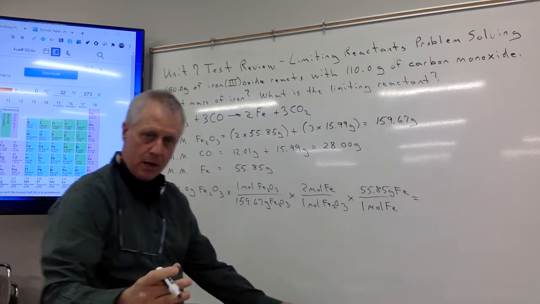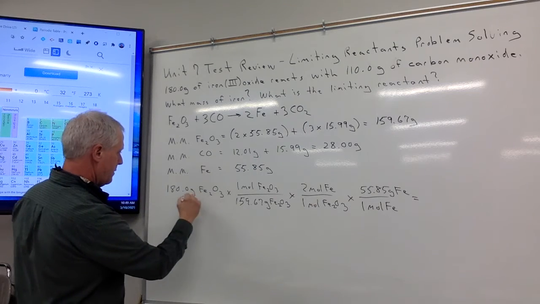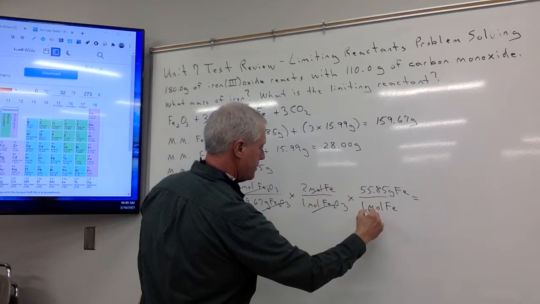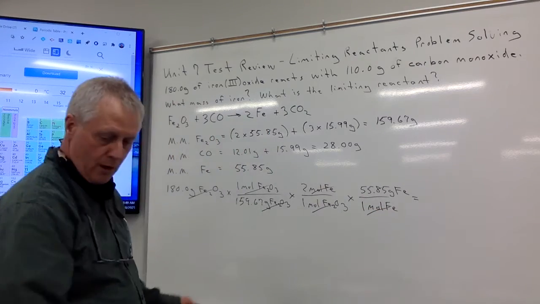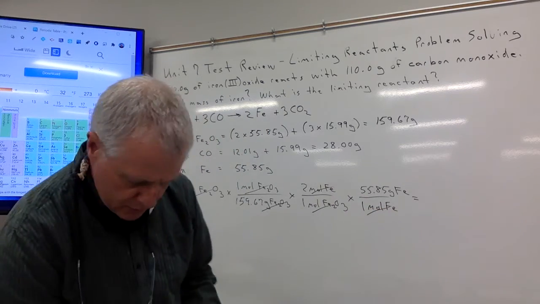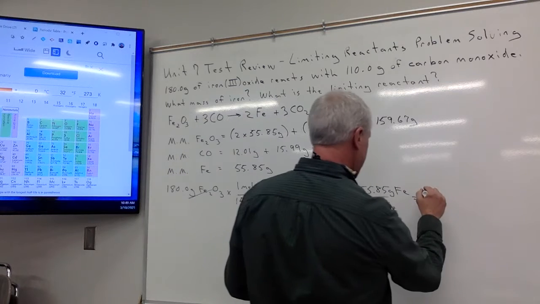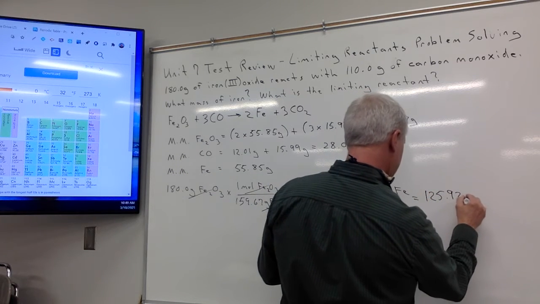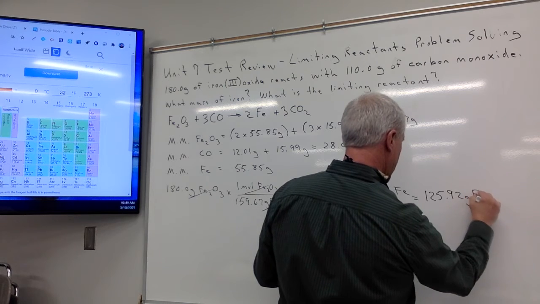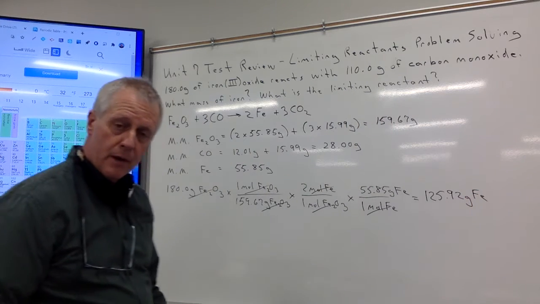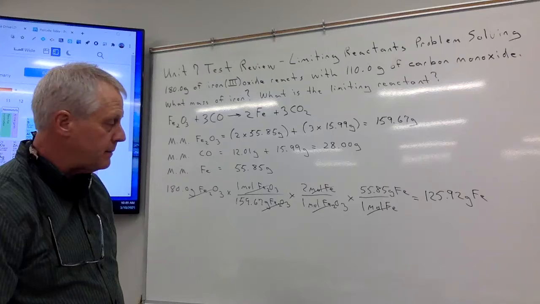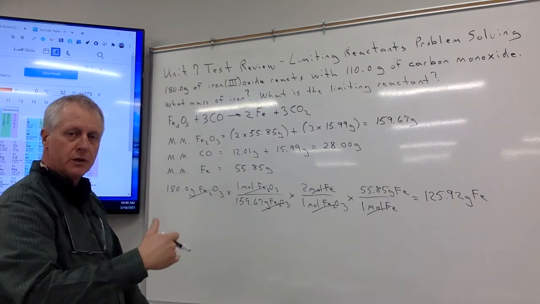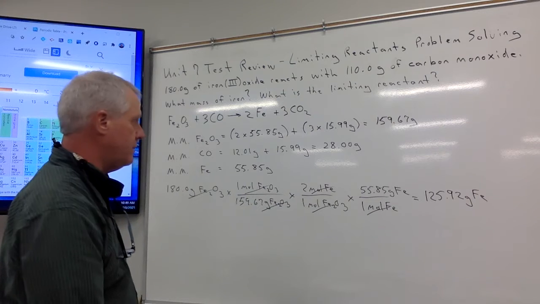Now we can always check our units, and it looks like we're canceling out fine as a double check. As we solve the problem, it turns out to be 125.92 grams of iron. So that's the first of the 2 problems that you have to do in a limiting reactant problem. Let's do the second and see which one yields the least amount, and that determines the limiting reactant.